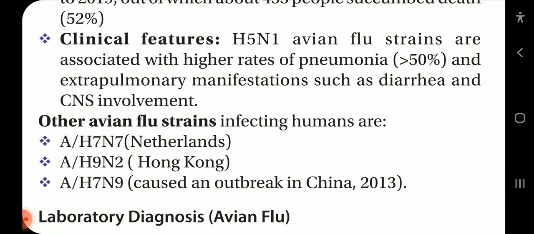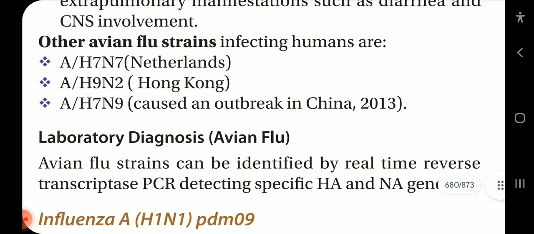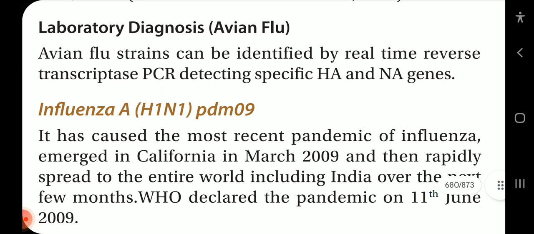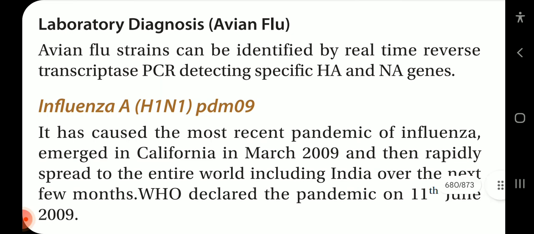Clinical features. H5N1 avian flu strains are associated with higher rates of pneumonia and extrapulmonary manifestations such as diarrhea and CNS involvement. Other avian flu strains infecting humans are A H7N7 in Netherlands, A H9N2 in Hong Kong, and A H7N9 caused an outbreak in China in 2013. Now, the lab diagnosis of avian flu. Avian flu strains can be identified by real-time reverse transcriptase PCR detecting specific HA and NA genes.